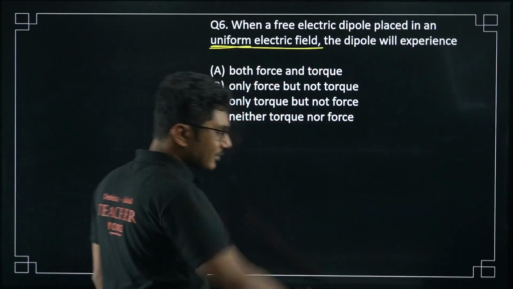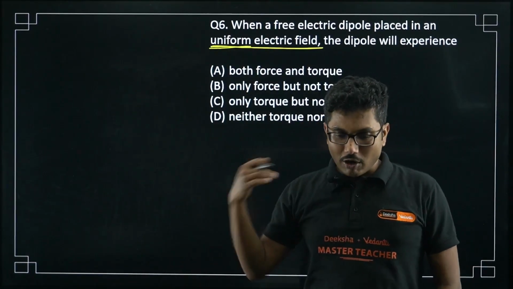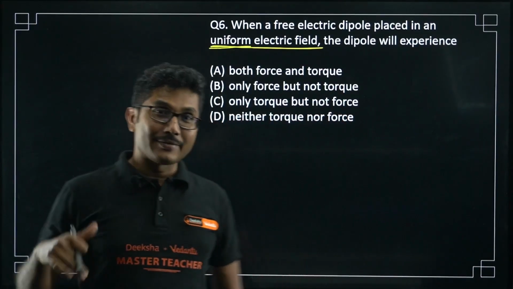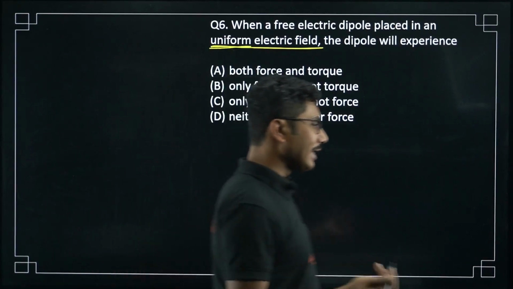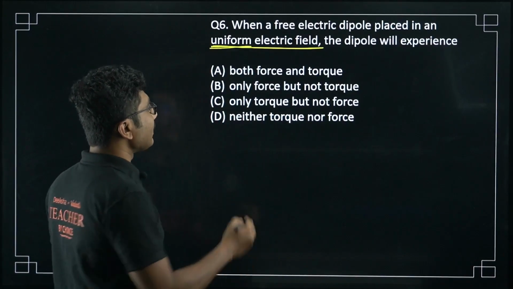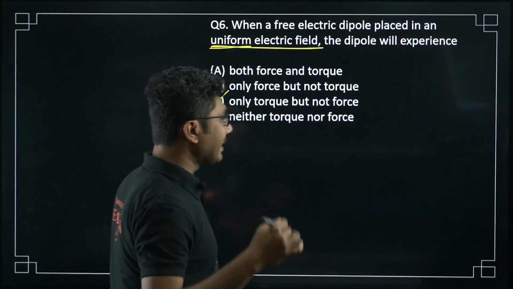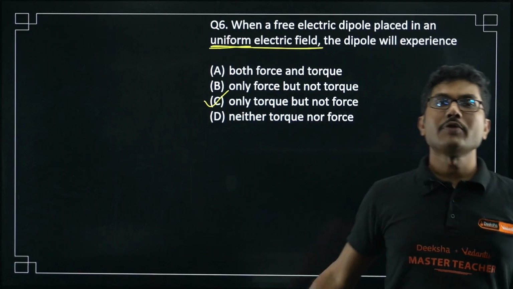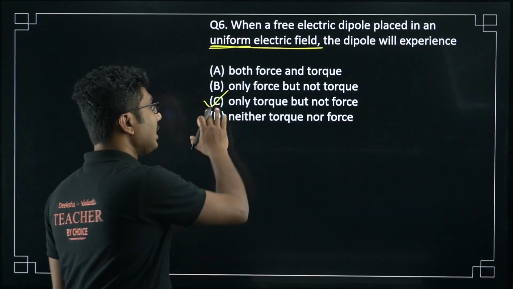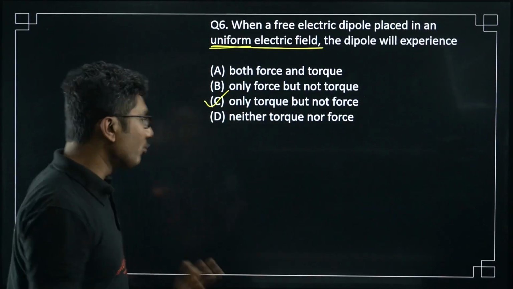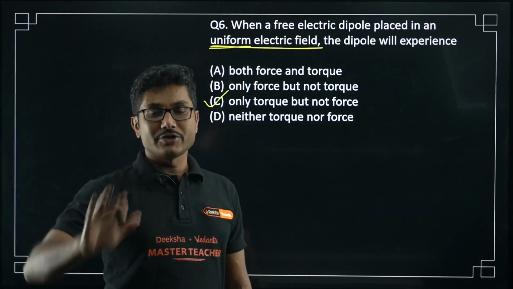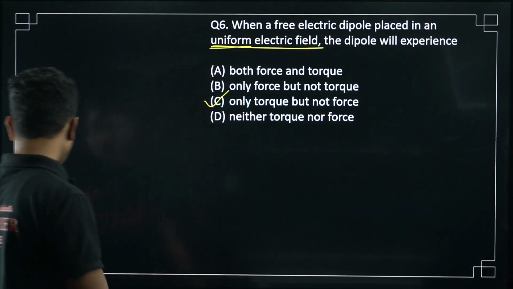So this question was given to trick you. I myself have done this MCQ 2-3 times where non-uniform was given. Now they have given you a very easy version, that is uniform electric field. In a uniform electric field only torque will be acting but not the force. In a non-uniform electric field both force and torque will be acting. In a uniform electric field only torque will be acting, no force will act. So be careful, read the question more than once, and make sure that your answer is correct.